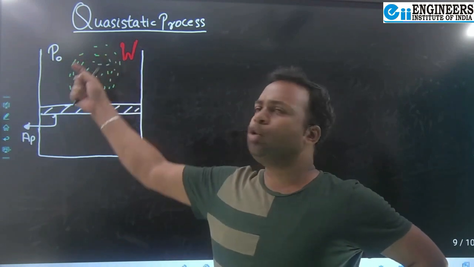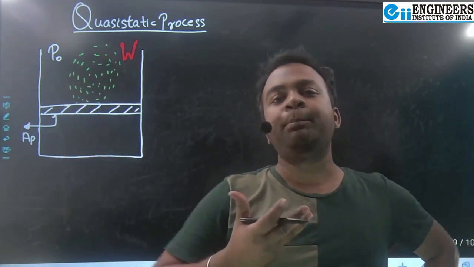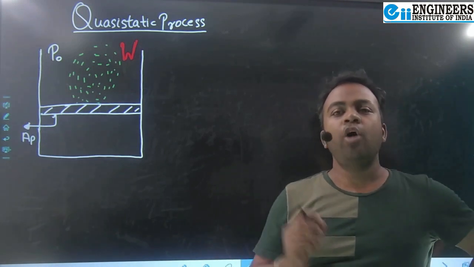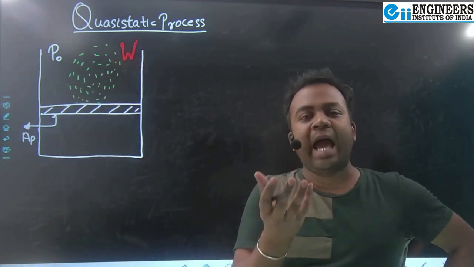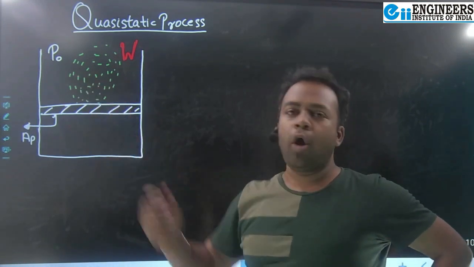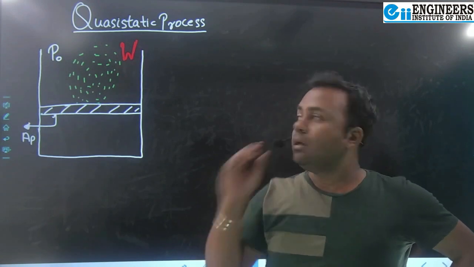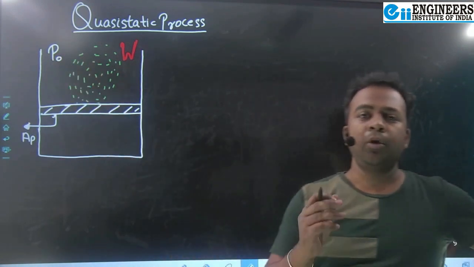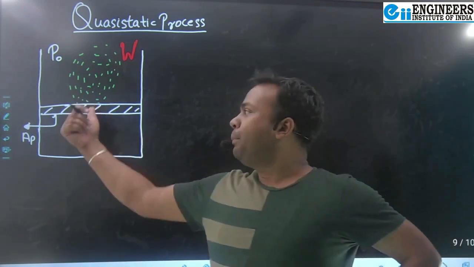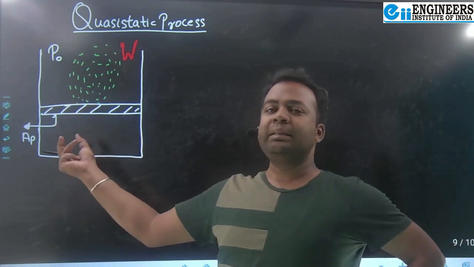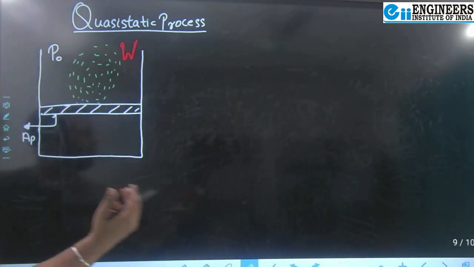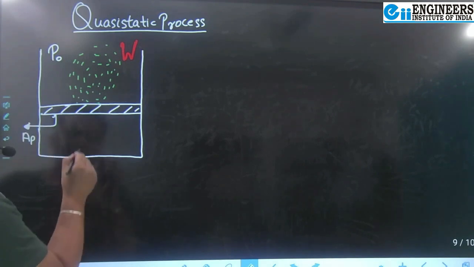You can assume this to be a heap of rice or a heap of grain. You know that rice, small grains are there. Or you can assume a heap of sand, very tiny particles, which is kept over the top of the piston. And there's an atmospheric pressure force which will always be acting on the piston from the top. And below the piston, inside my cylinder, there is a gas. It can be an ideal gas. It can be a real gas. So let's say there's a gas here.